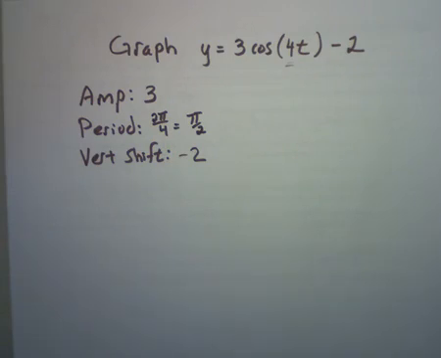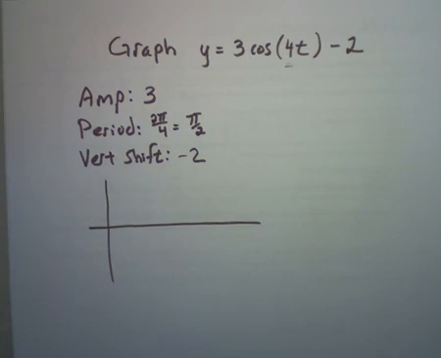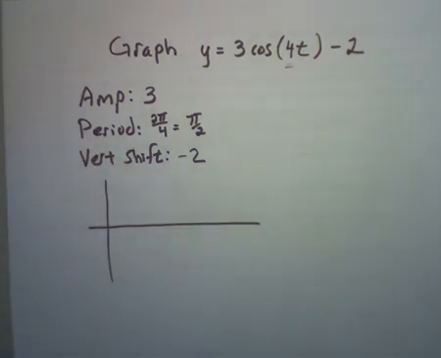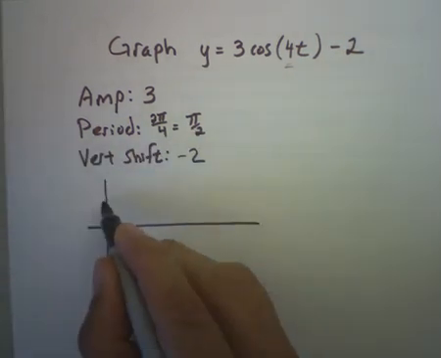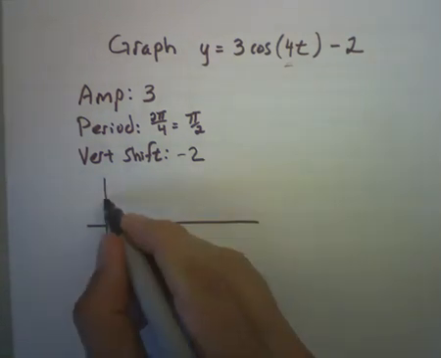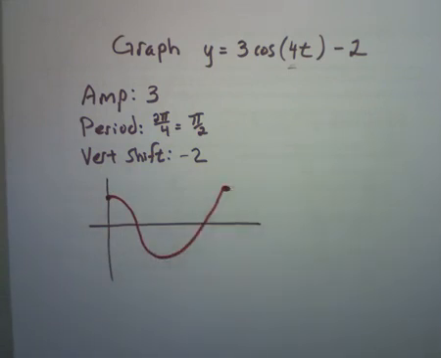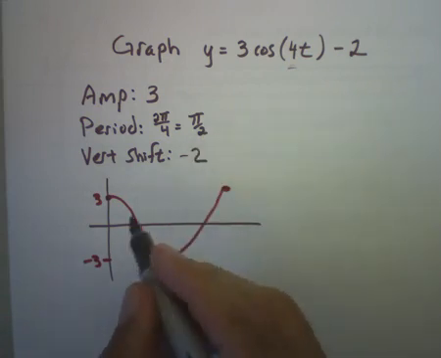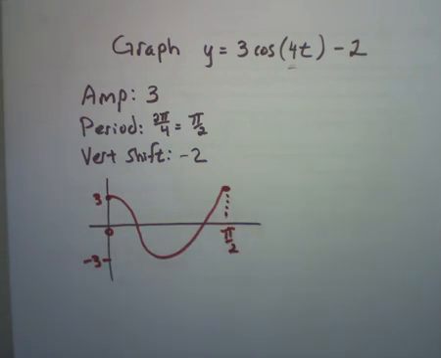Okay, so let's see if we can sketch a graph of this thing. And I think what I'm actually going to do is just sketch a graph without the vertical shift first. And then when I am done with that, I'm just going to shift the whole thing down by 2 units. So I'm pretending for the moment that the vertical shift isn't there. And I'm just doing the amplitude and the period. So this is a cosine. So it starts at the top. And then it goes down and comes back up. And since the amplitude is 3, that's going to go to a height of 3 and a depth of -3. And since the period is pi over 2, this is going to go from 0 to pi over 2. So that's what the graph would look like if it was not shifted by -2.